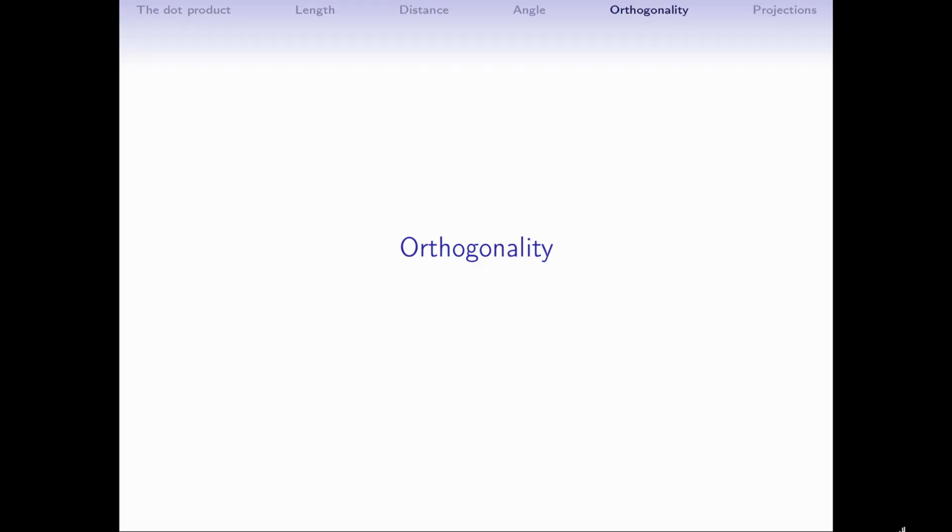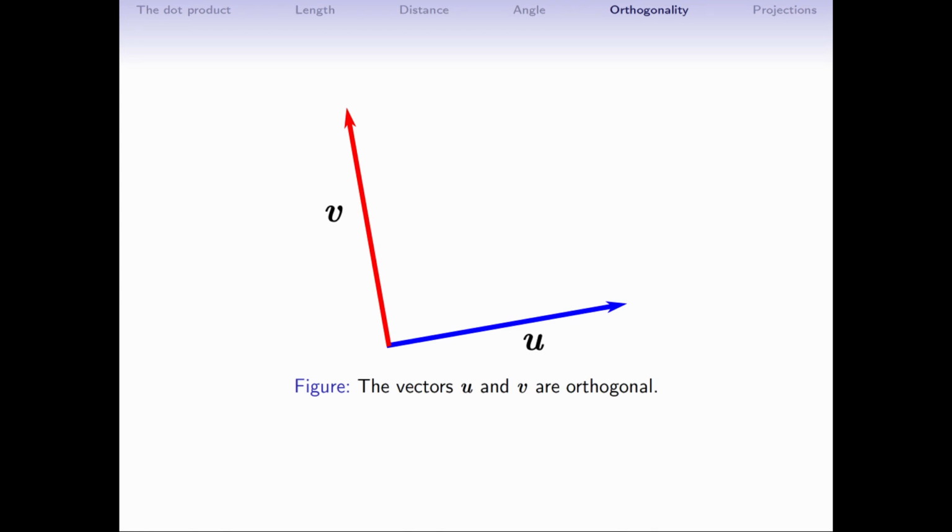Our next subsection is entitled orthogonality, and I want to begin by showing you a picture of orthogonality. So when we think of orthogonal vectors, we should have a picture like this in mind. u and v are at a right angle to each other. So orthogonal is just a fancy word for at a right angle to.